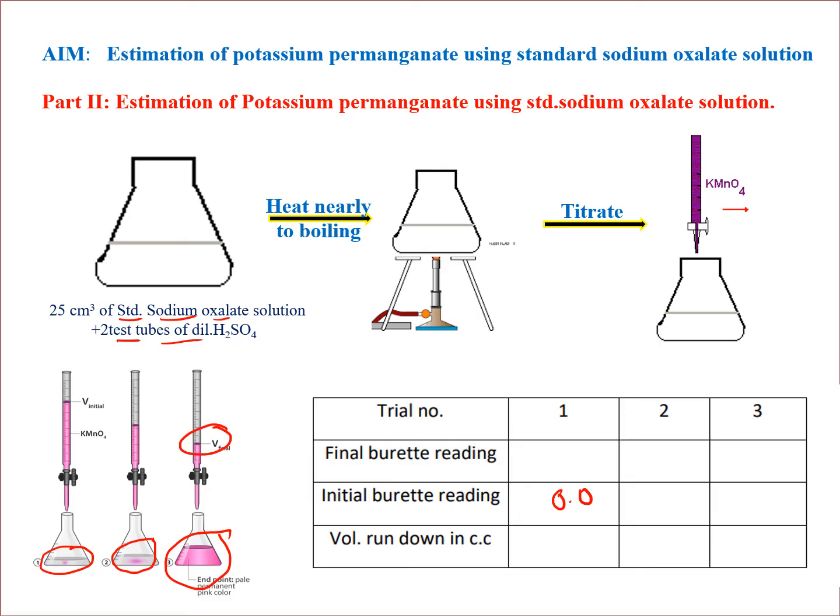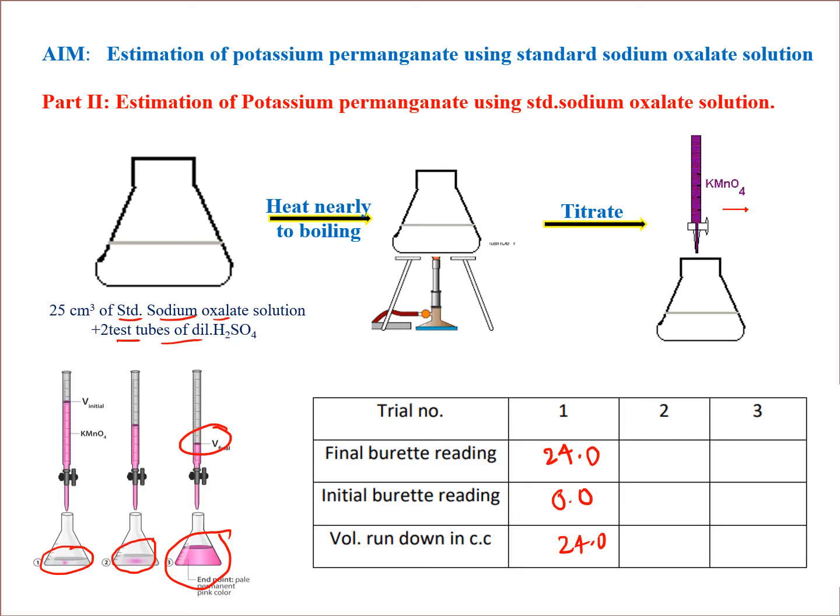So, for example, if you are getting 24, please don't write 24 as such. You should write 24.0. Why? Because for all graduated scales we need to write decimals. Then you make the difference, that is 24.0.